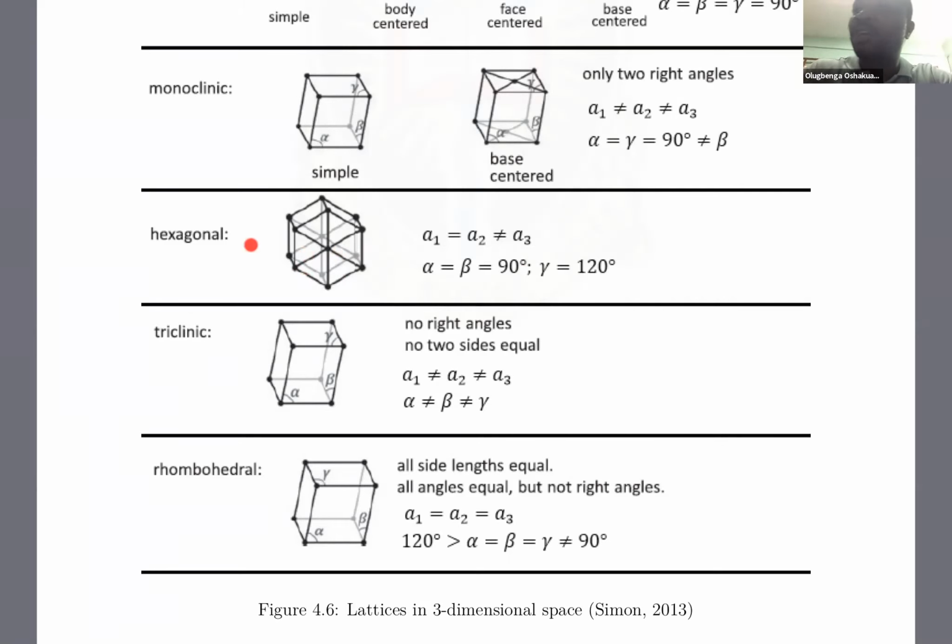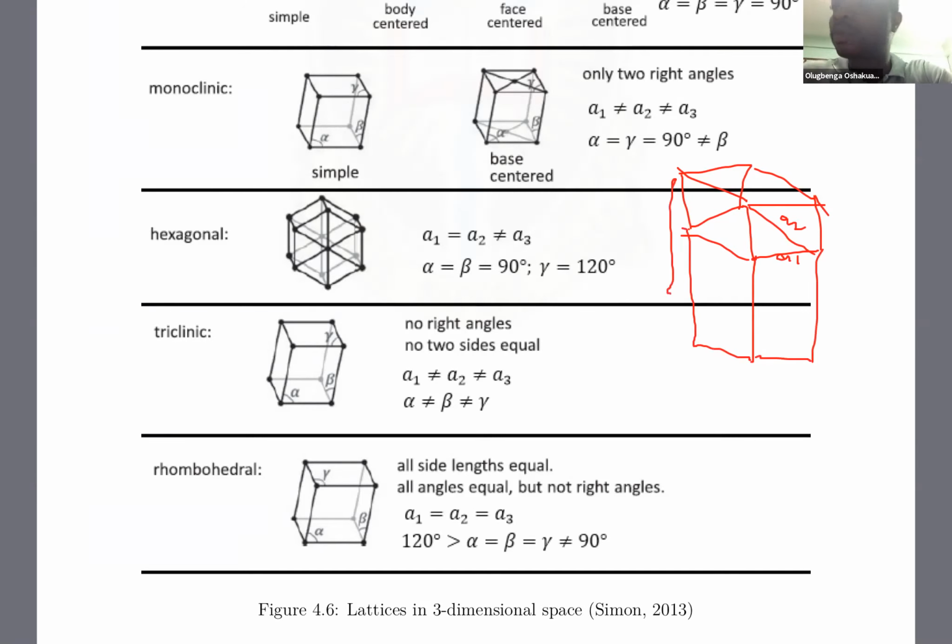But from the side, you'll be able to view the height. Let me try and do something like this. So I can call this A1, A2, A1, on and on. But looking at this from the side, there should also be something like this, and here would account for A3. So the height there is A3. The angle between A1 and A3 is alpha, which is 90 degrees. The angle between A2 and A3 is beta, which is 90 degrees. The angle between A1 and A2 is gamma, which is 120 degrees.